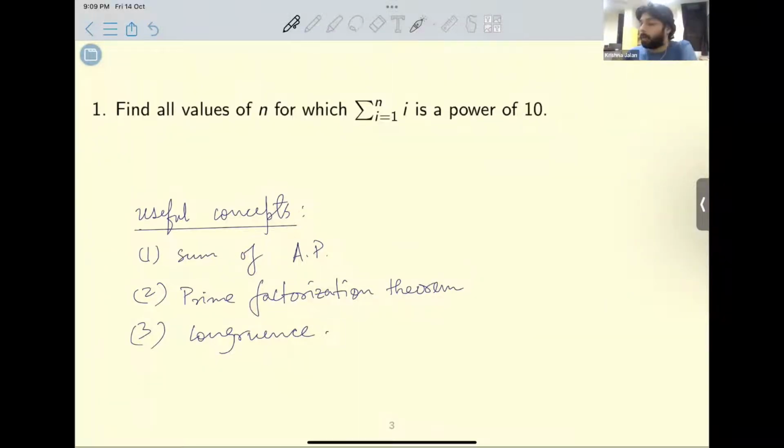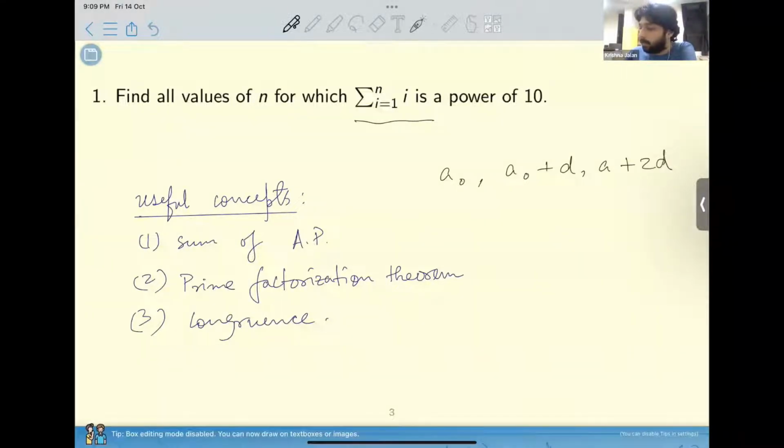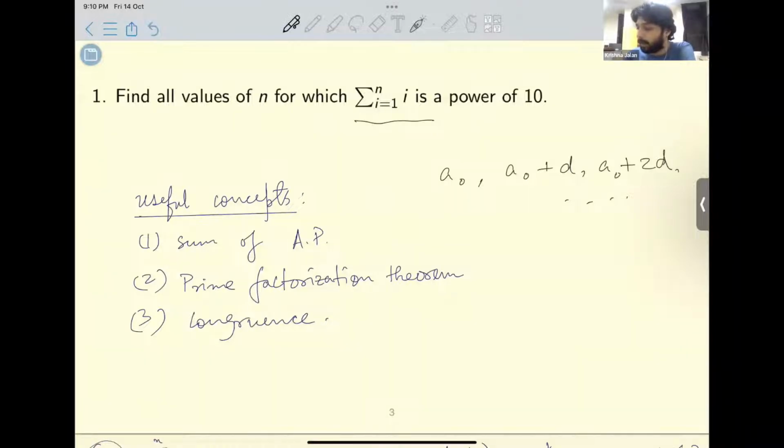So I want to find all the values of n such that this sum is some power of 10. And this is clearly an AP. I hope you know what an AP is. An AP is something like this: something that increases with a constant difference. So this is an example of an AP, an arithmetic progression.